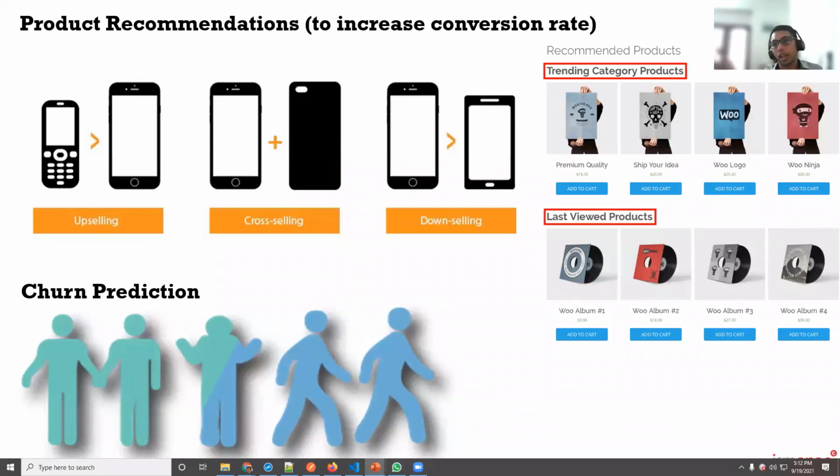Downselling: you are having a smartphone, but that's maybe broken. You're also trying a middle range of phone. Then you suggest something that is of a middle price range.